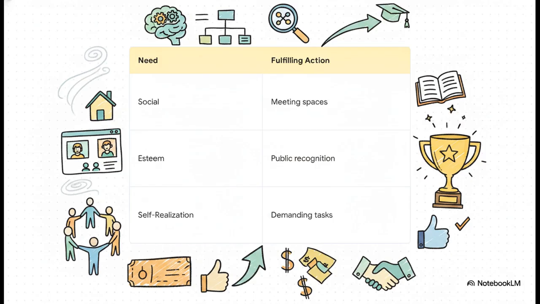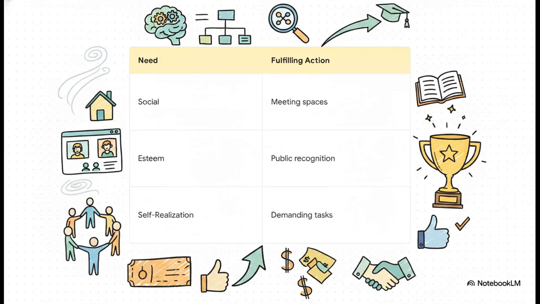First up, social needs. Managers fulfill this by creating actual spaces for the team to bond. And honestly, this is absolutely crucial for remote teams who really need that early face-to-face interaction to build trust. Second, we have esteem needs. You hit this one by publicly recognizing good work and, of course, ensuring people are paid fairly.